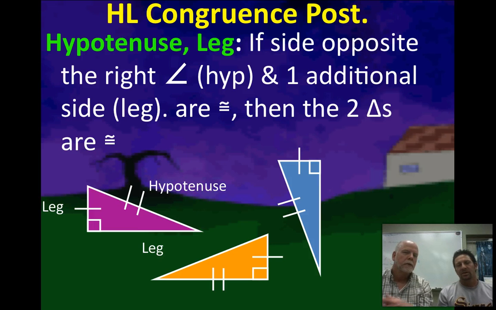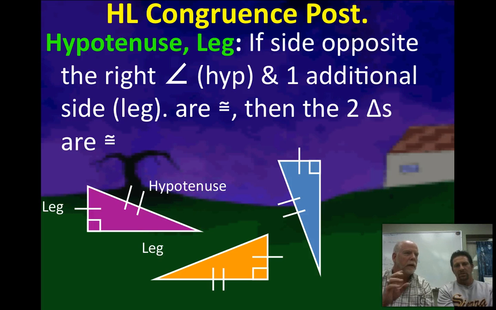So the yellowish triangle at the bottom there is kind of the odd man out, because that double hash mark is not the hypotenuse. It's not the side opposite the 90, so it's not that one. But the blue one and the pink one are the ones that end up being congruent to each other by HL. And again, that stands for hypotenuse leg.